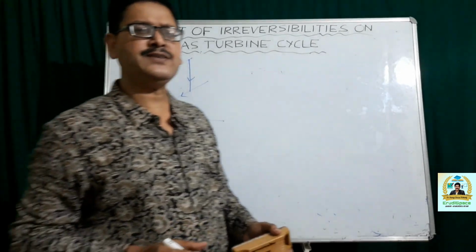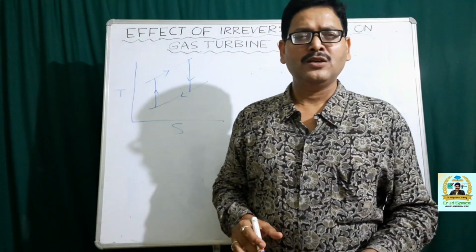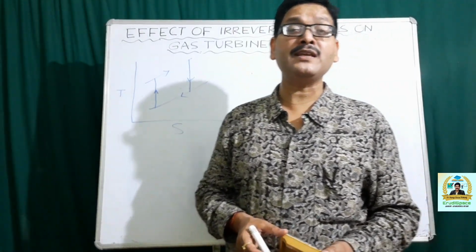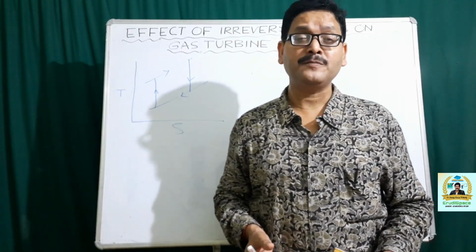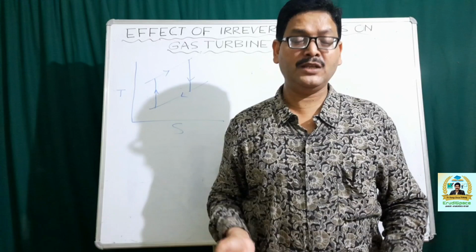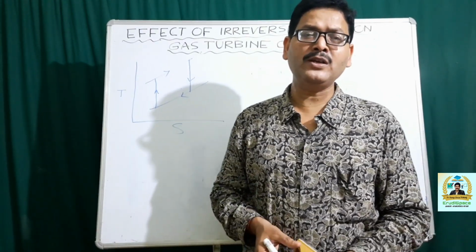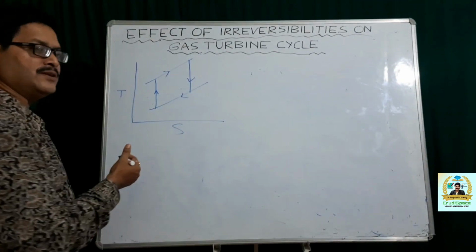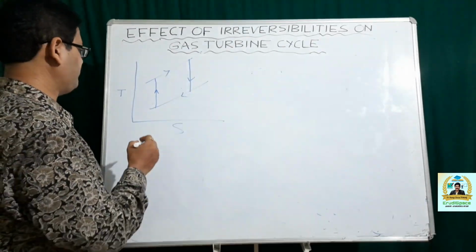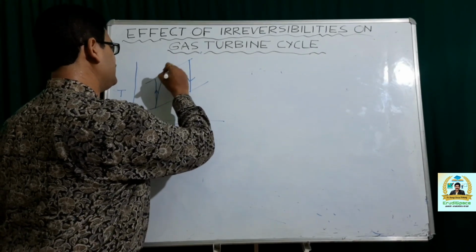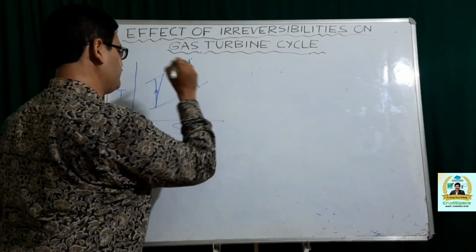But in actual case, the isentropic processes do take place with some increase in entropy, because irreversibility is the law of nature. Reversibility is purely a hypothetical concept. So what effect it has got on the performance? So the actual process will be carried out just in this way.